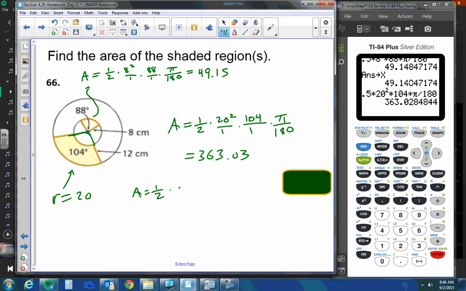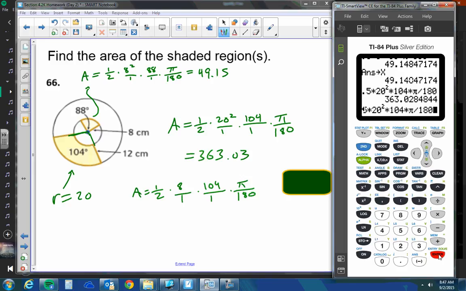What's the radius now? The nice thing is that now that's the only thing that changes. The angle's still 104. So now second enter will really be helpful. Change the 20 to an 8.